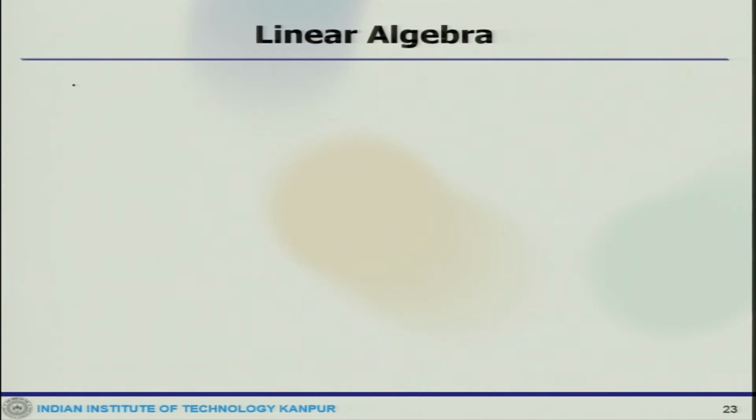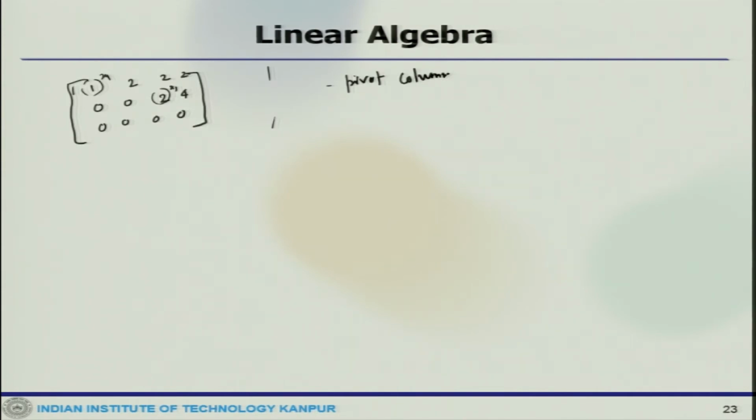So, let me write down this echelon form, and then it would be easier: 1 2 2 2, 0 0 2 4, 0 0 0 0. This 1 corresponds to x1 and x3. The columns where the pivots are sitting are called the pivot columns, and the others are the free columns, and r is the rank of the matrix, which is the number of pivots sitting there in the echelon form.